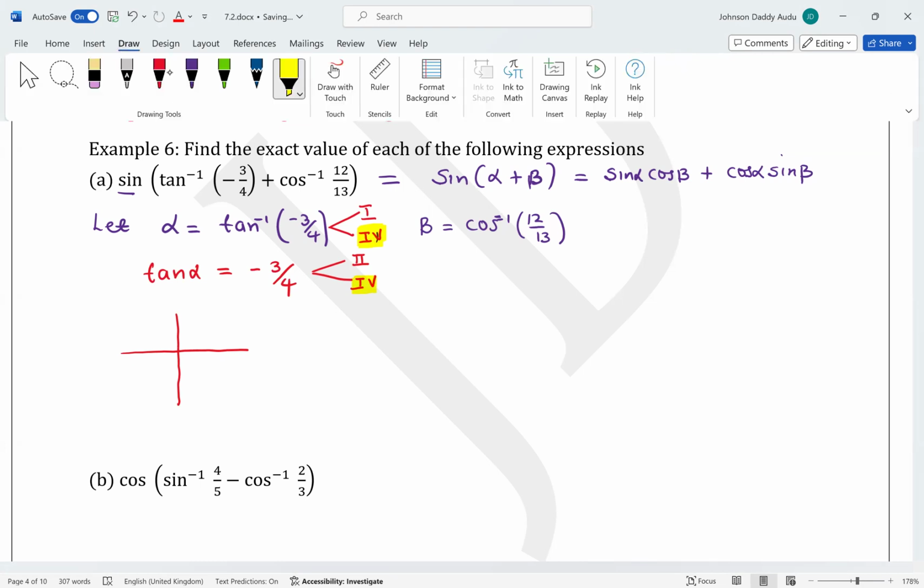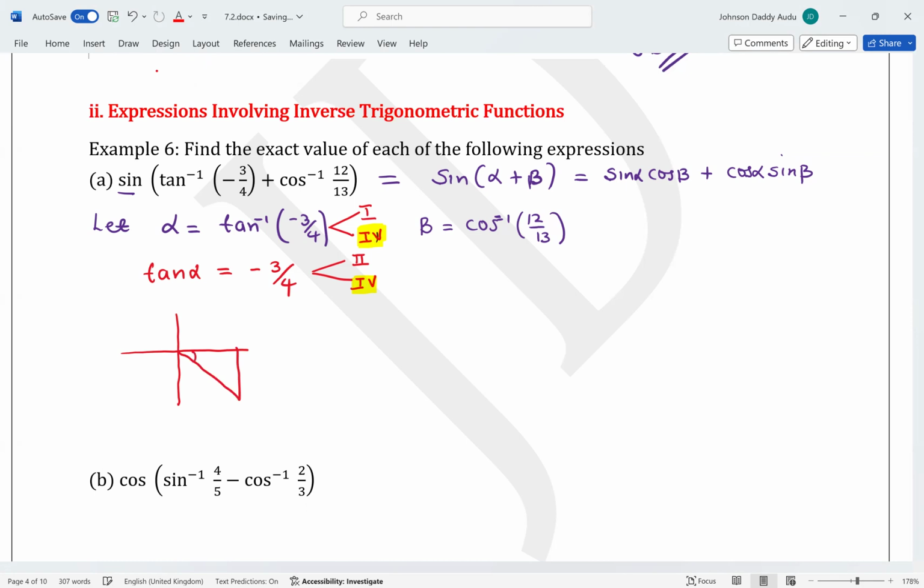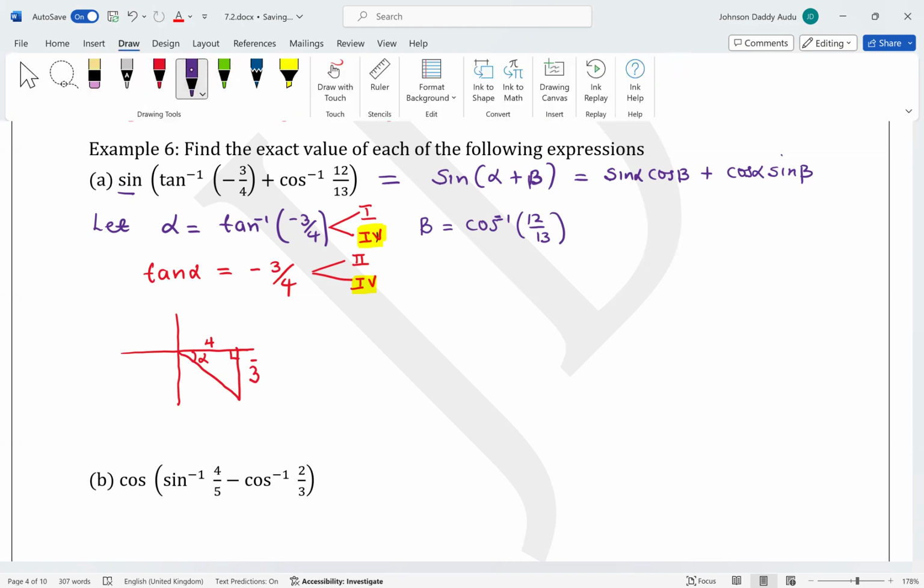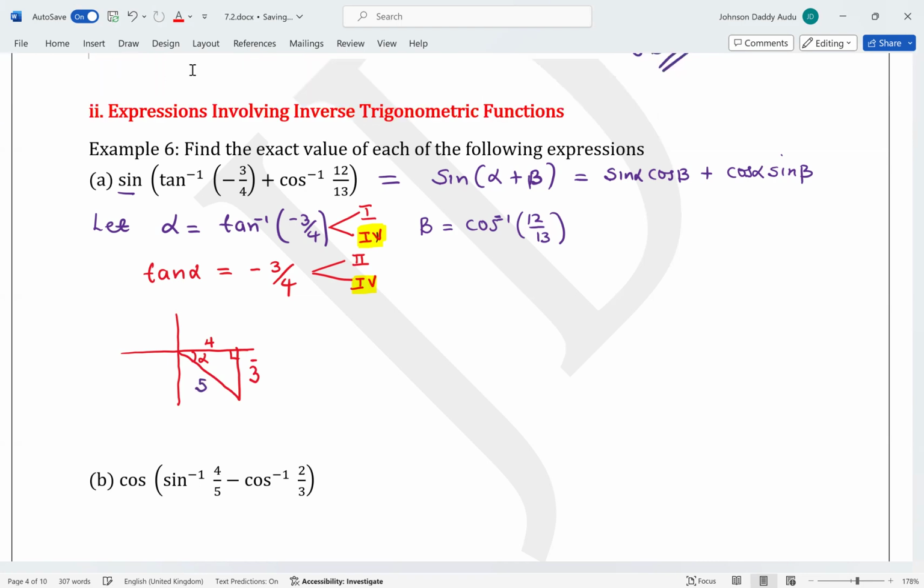So let's go to the fourth quadrant and draw our alpha. So alpha is in the fourth quadrant, and tan alpha is minus 3 over 4. So this is going to be 3, and the opposite over adjacent, so this is 4. So the 3 is actually negative. And then we can get the other value. And this hypotenuse is just going to be 5, right? Okay.